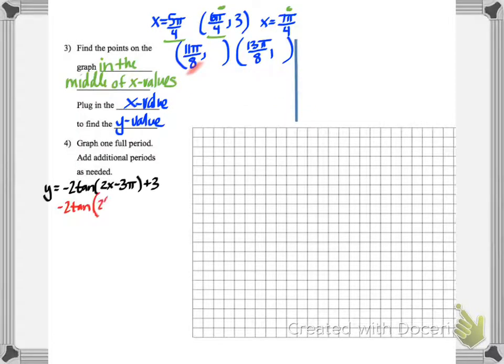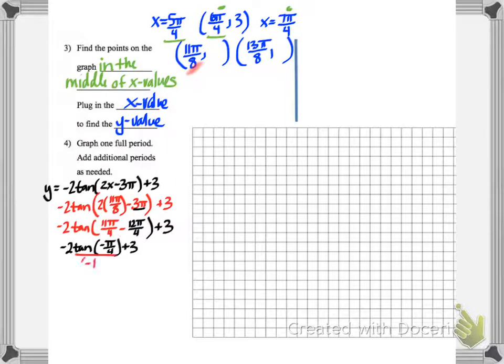So I'm going to plug 11 pi over 8 into my function. So here's my function. I'm putting in 11 pi over 8 in for x. Now I've got to do some work here. I'm going to times it by 2, and that'll end up canceling 2 with the 8. We'll make a 4. Minus 3 pi, which is the same as 12 pi over 4. Let's make it common denominators as we work through this problem. Subtracting, I get negative pi over 4. But the tangent of negative pi over 4 is just negative 1.